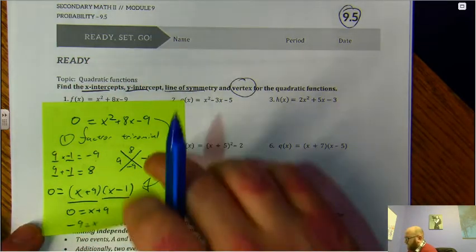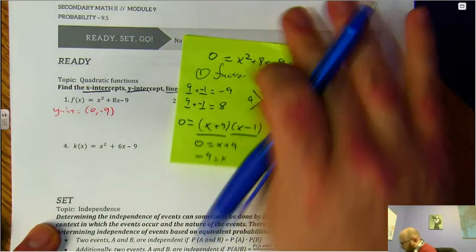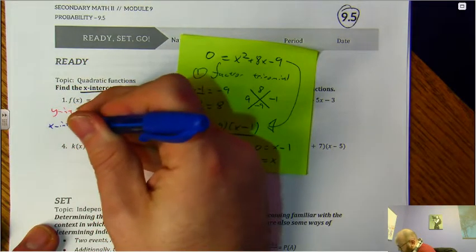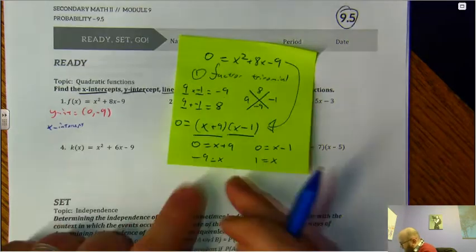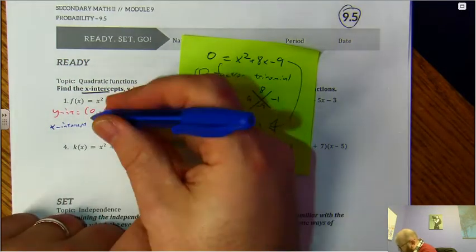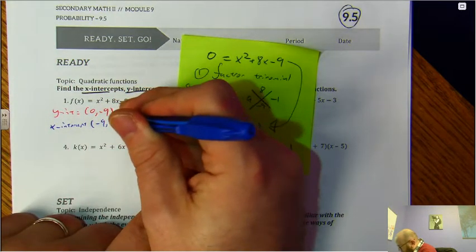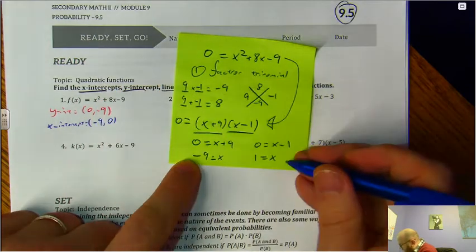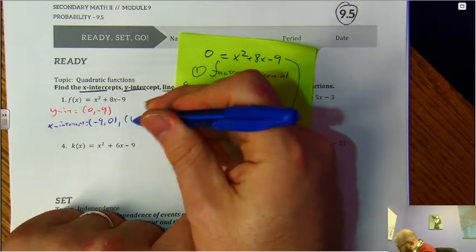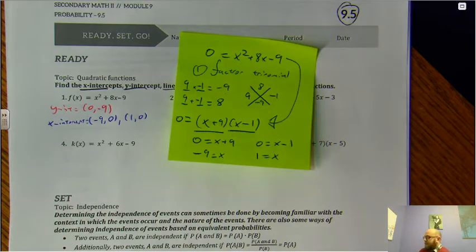So my 2 answers for my x-intercepts are (-9, 0) and (1, 0). Those are going to be my 2 answers. Cool.